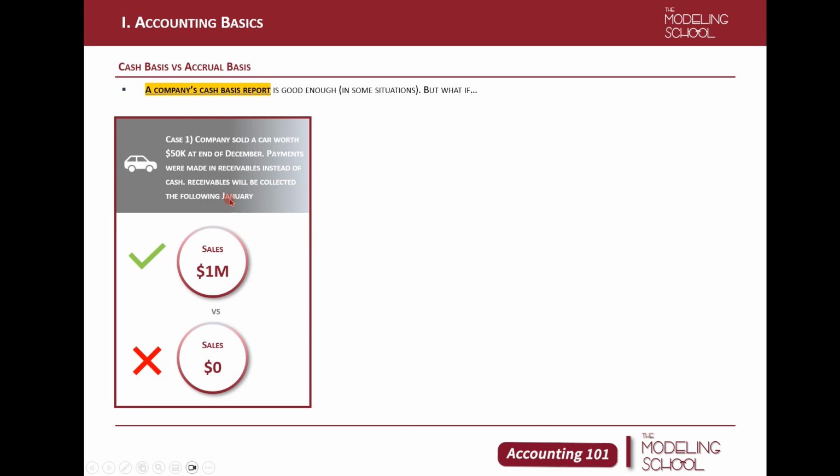But from the point of view of the person who has sold the car, he wouldn't be very happy if his performance was based on cash collections. He made the sales in December. That should be recognized in December, and that should be reflected in his year-end bonus or something. So instead of recording sales at the point where the cash is collected, they're recording sales at the point where the salesman has done his duty.